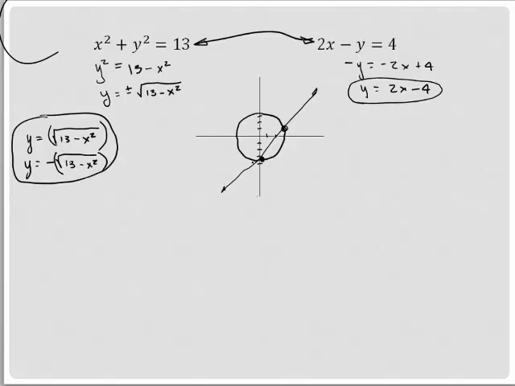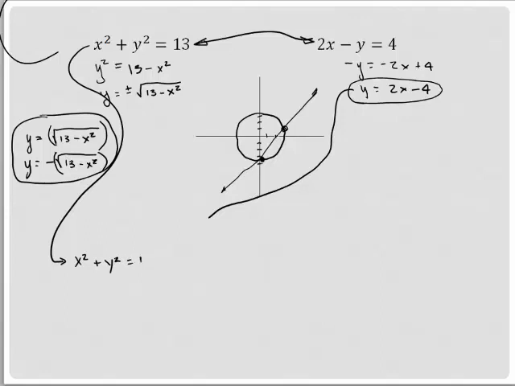Let's take this equation, and let's bring it down here. And let's take this equation, we'll put it down here. X squared plus y squared equals 13. So this y we'll put in there. So we'll end up with x squared plus (2x minus 4) squared equals 13.